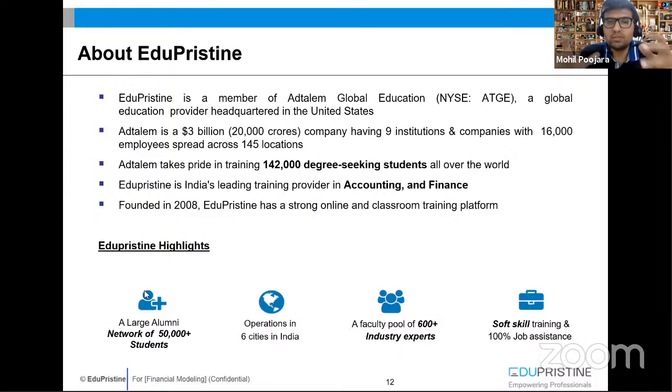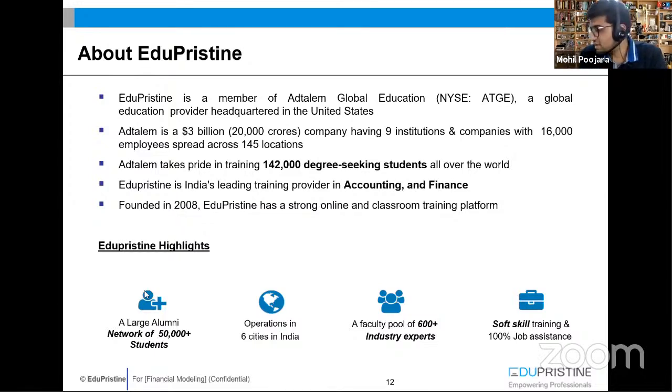So EduPristine and the course of financial modeling is essentially not a theoretical course that you should learn just to, like, go to school and learn theory. It is actually a practical course where you're learning what real life people learn on the job. So you're getting trained on the job attributes, which really increases your employability.